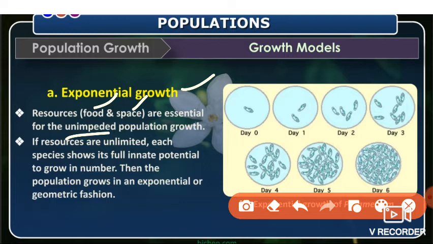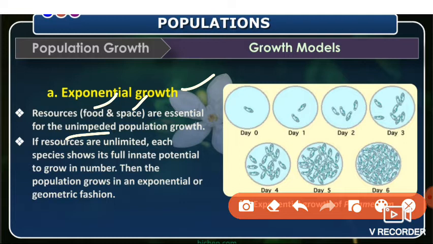Okay, they should be in limit, they should be in a level. Because of that there is no destruction in the population growth, there is no problem in the population growth. If the food is available properly, then there is no problem in the growth of the population. If there is a space or habitat for their life, then nothing is going to happen to the population.